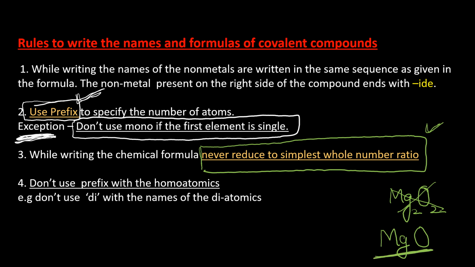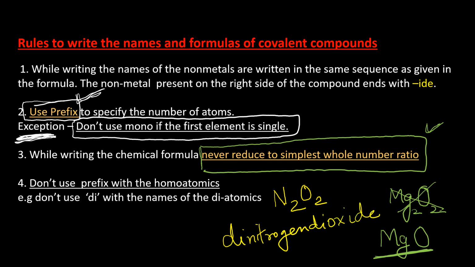But now in covalent compounds, let's say if I have N2O2, I cannot write it as NO. This is a different compound. So N2O2, I will write down its own name. I'll say di, because there are two of them, dinitrogen dioxide. So what is important to keep in mind? Never reduce the covalent compounds' atoms into the simplest whole number ratio. Leave it as it is, because all of them are different compounds, with different properties and different names. All right.